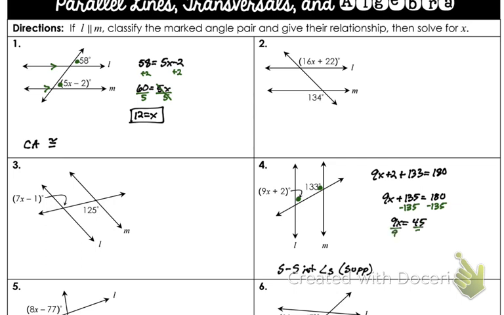Divide both sides by 9, and we should have x equals 5. So let's be clear on these problems. You have two options. Either you slap an equal sign between the two things, or you say both of them add up to 180. And then we solve for x.